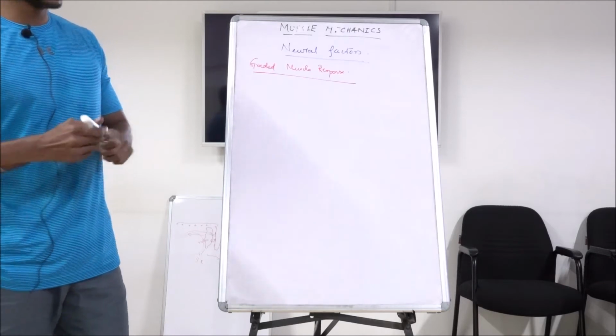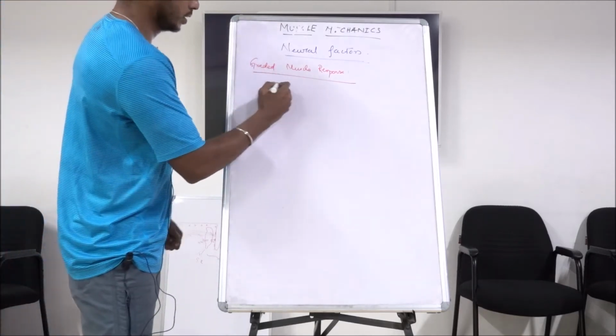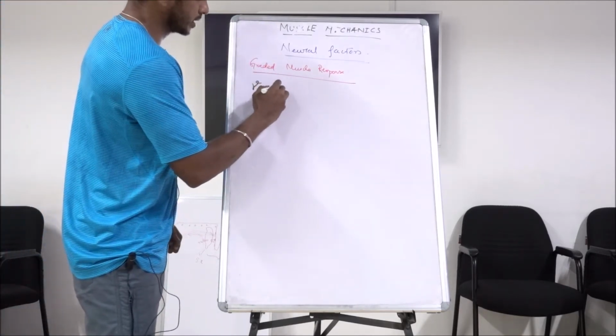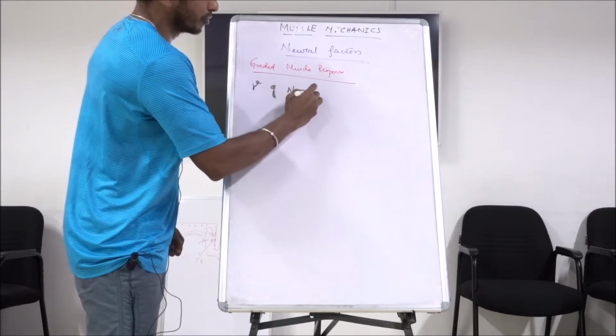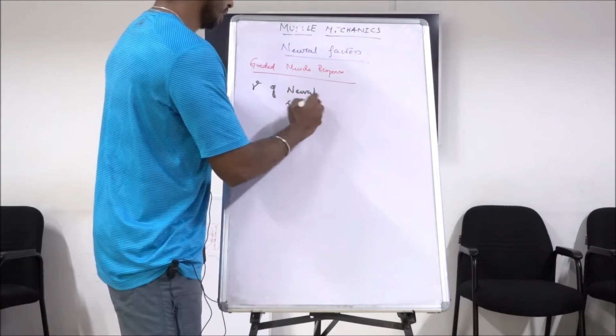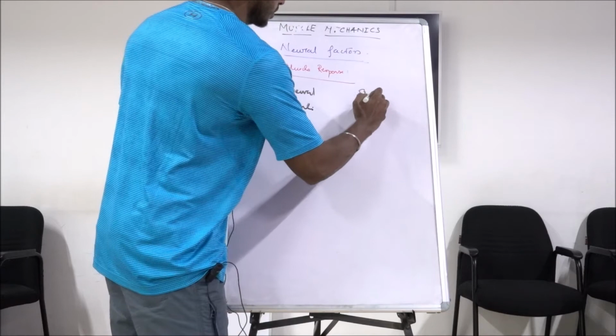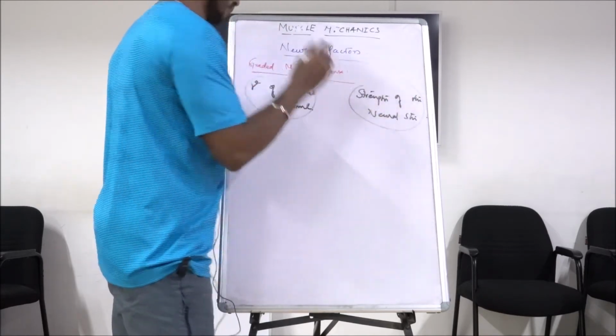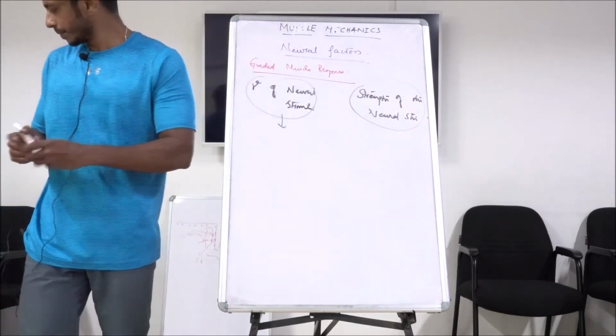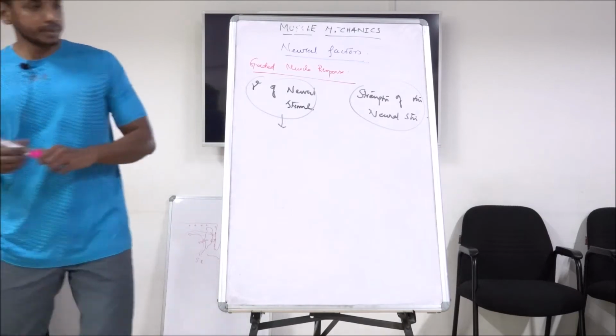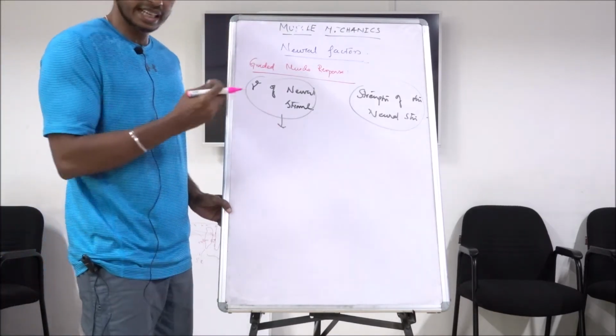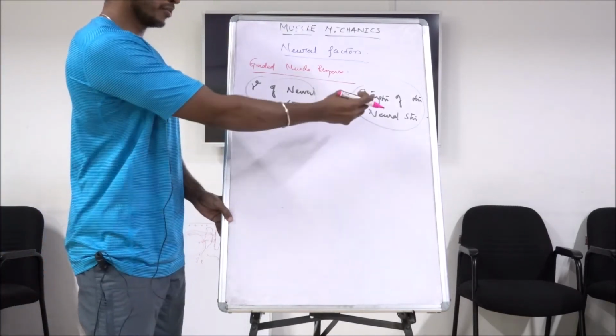There are two factors which determine the graded muscle response. One is the frequency of the neural stimuli, how frequently the neural stimuli is provided. The other one is the strength of the neural stimuli. Frequency of the neural stimuli and strength of the neural stimuli. For example, I will speak about tetanus here, if the frequency is relatively lower.